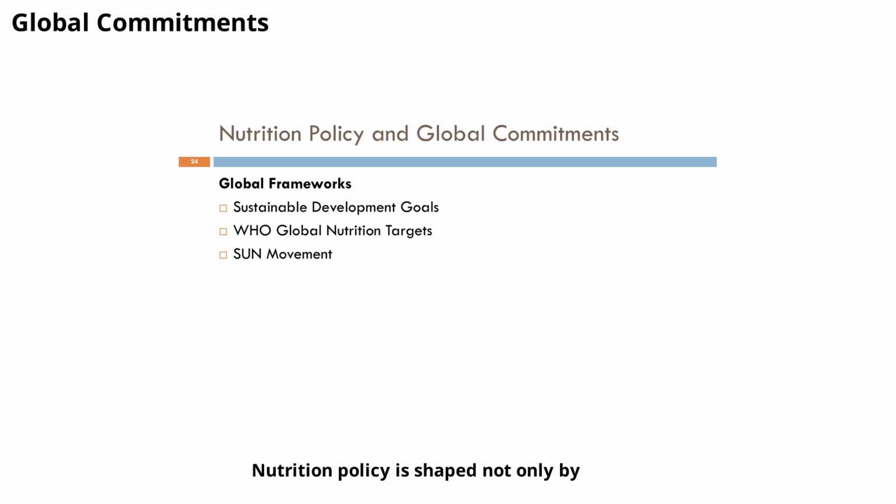Nutrition policy is shaped not only by national priorities, but also by global commitments. Frameworks such as the Sustainable Development Goals, WHO Global Nutrition Targets, and the Sun Movement set international benchmarks and encourage countries to align their policies with global best practices.